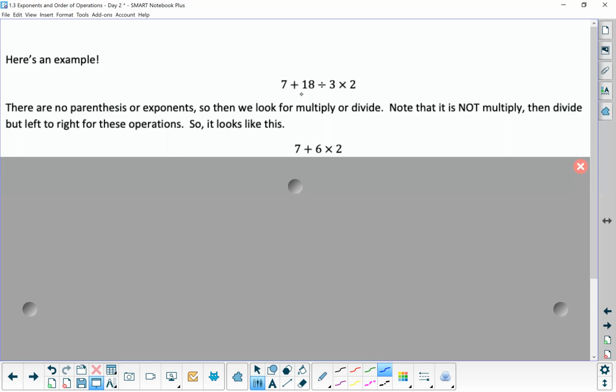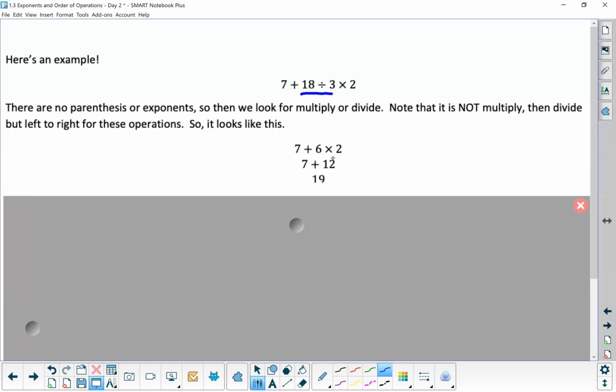So we do the 18 divided by 3 first to get 6. Then we take 6 times 2. And 6 times 2 is 12. Last, addition and subtraction, 7 plus 12 is 19 for our final answer.